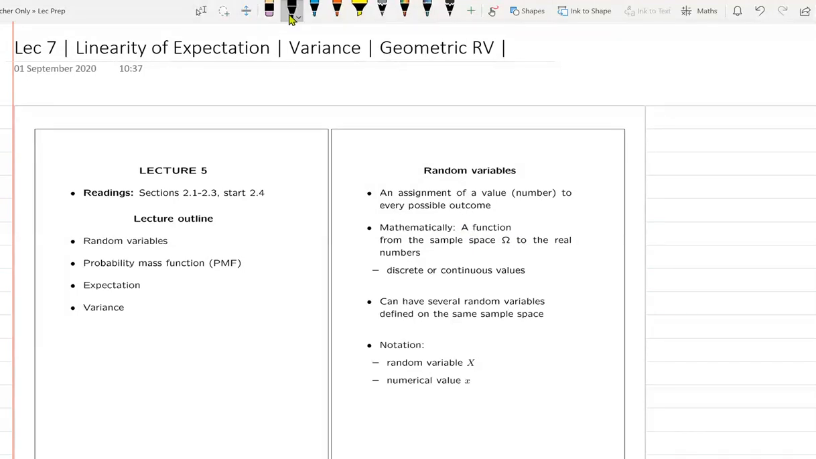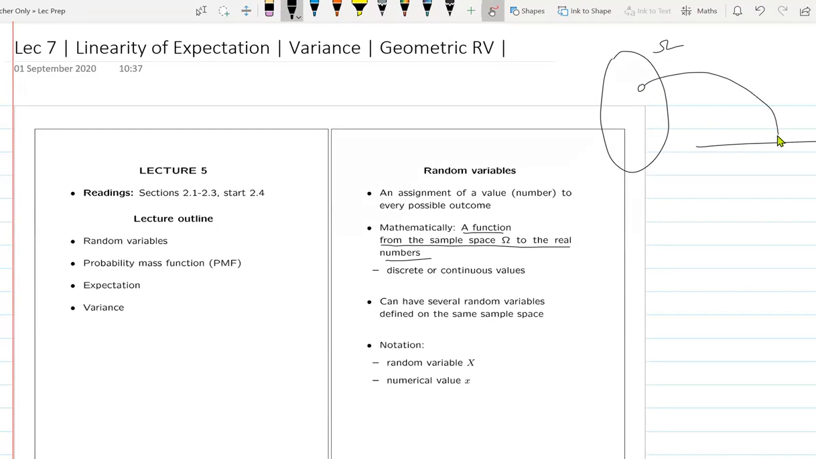There is nothing random about a random variable in some sense. It is just a function which goes from the sample space to real numbers. There's nothing more than that. There is a sample space here, and a real number line here. For every element of the sample space, it will give a real number. That's what a random variable is.